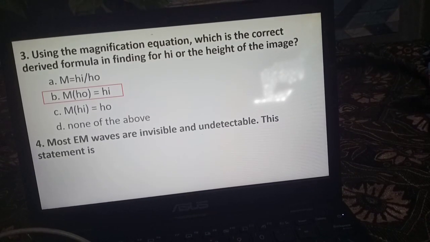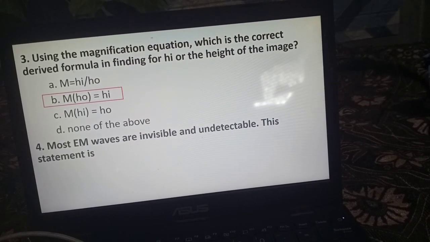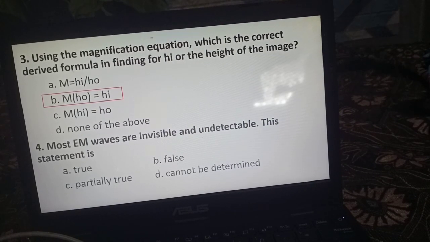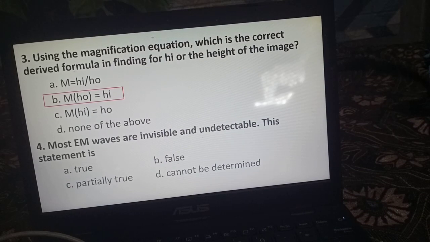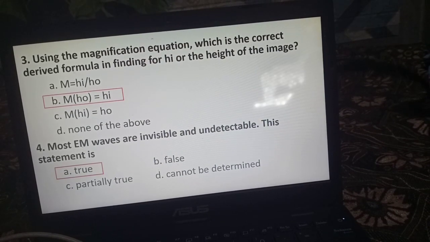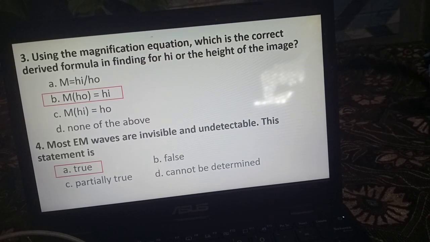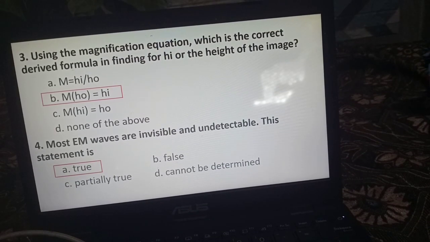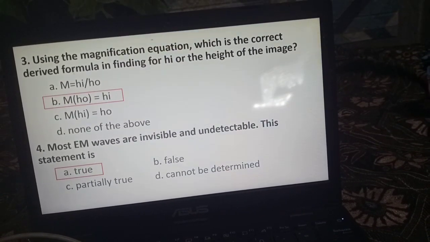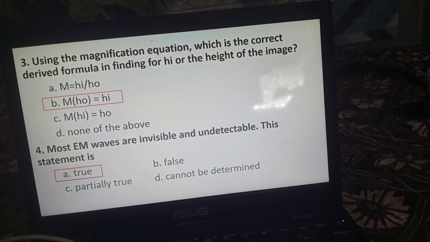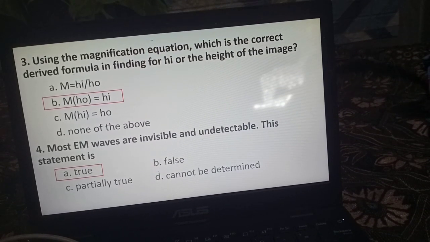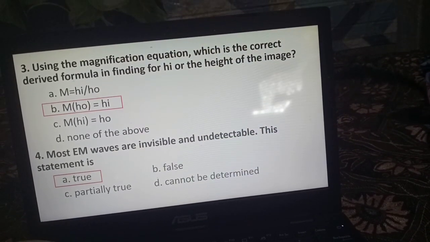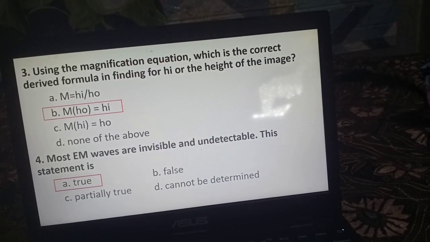Then number 4, most electromagnetic waves are invisible and undetectable. This statement is A. True, B. False, C. Partially true, D. Cannot be determined. The answer is true. Mostly, electromagnetic waves are invisible except the visible light. Kaya iya man gihatag ang colors. Itong ROY G. BIV. Given by sa major source anang visible light? Of course, the sun. Duha ang gihatag sa sun. And visible light and the ultraviolet radiation.